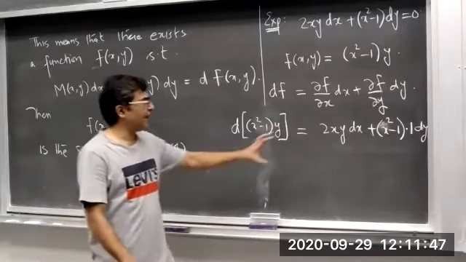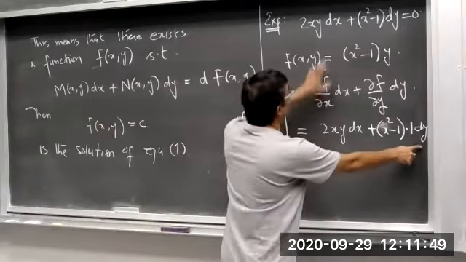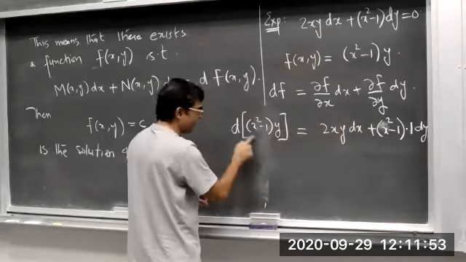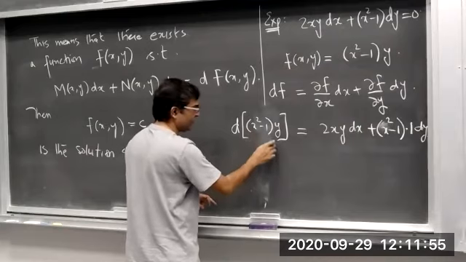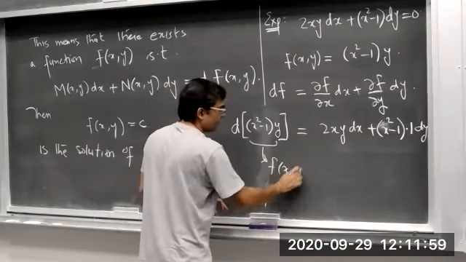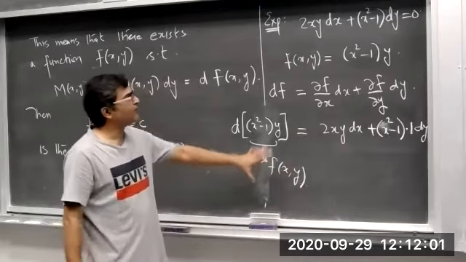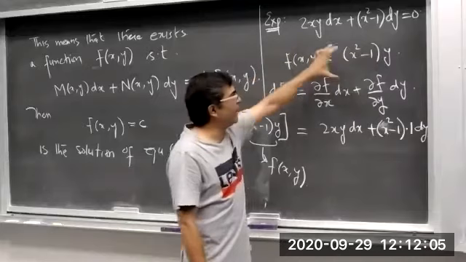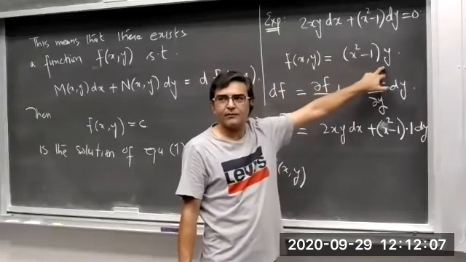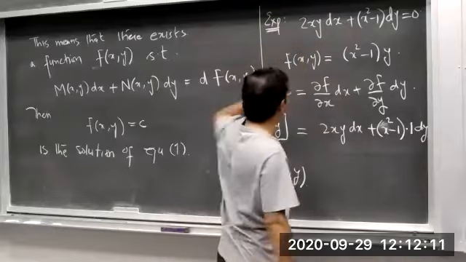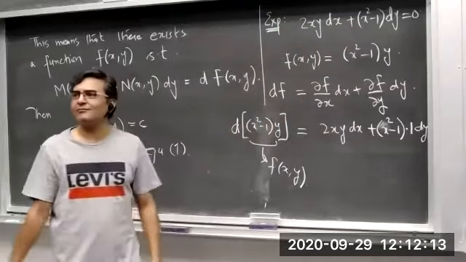Now, you can see that this is the left-hand side of this equation, and this left-hand side is a differential of this function. What is this function? This is your f of x, y. Now, we can say that for this equation, there exists a function f of x, y, which is (x squared minus 1) into y, so that the left-hand side is the differential of this function.